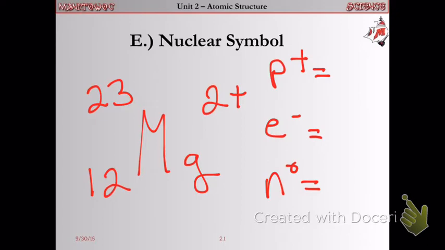All right, so here we go. Protons, 12. Neutrons, we've got 11. And electrons, in this case, we've got 10. So if you got 12, 10, and 11 there, you're all set. All right, that's 2.1.